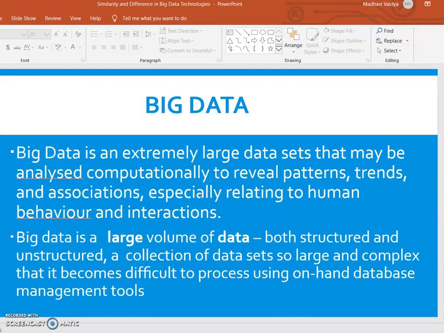So big data is extremely large data sets that may be analyzed computationally to reveal patterns, trends, and associations. And they give an idea about the human behavior and interactions too. So it is large volume of data, both structured and unstructured. Yeah, we have talked about what is structured and unstructured. Structured is something like SQL, and unstructured can be videos, audios, maybe Twitter data, maybe Facebook data. Okay, it can be CSV data, a collection of data sets so large and complex that it becomes difficult to process using the databases whatever we have in our hand. So that is the idea of it.